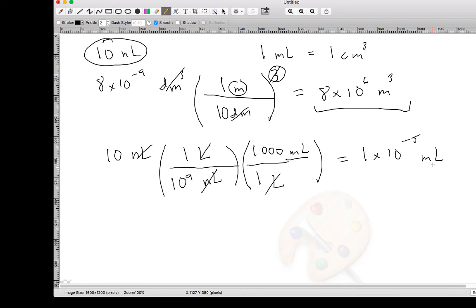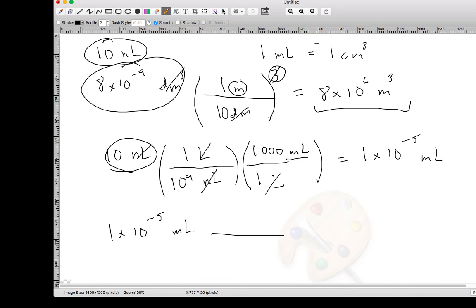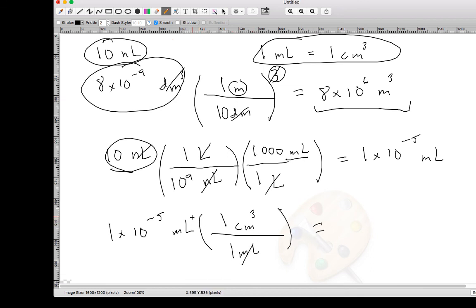Now, I want to convert this to cubic meters so that I could compare the size of this with the size of that. I have this one already in cubic meters. I'm going to convert this one to cubic meters now. So 1 times 10 to the minus 5 milliliters. Now, I know that 1 milliliter is 1 cubic centimeter, okay? So, knowing that, I have now 1 times 10 to the minus 5 cubic centimeters. But how do I convert this to cubic meters?